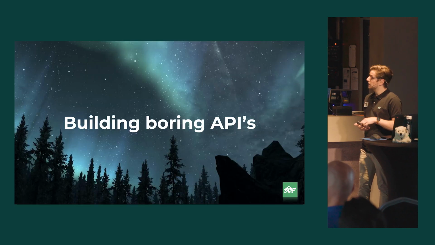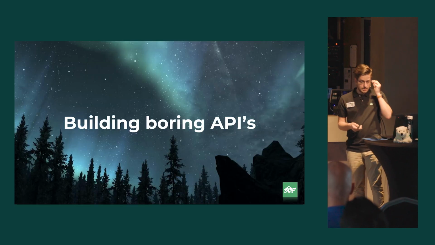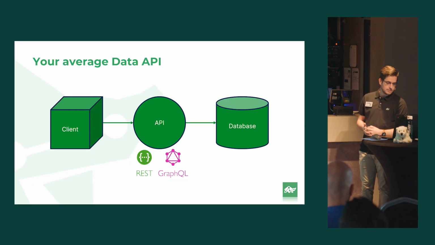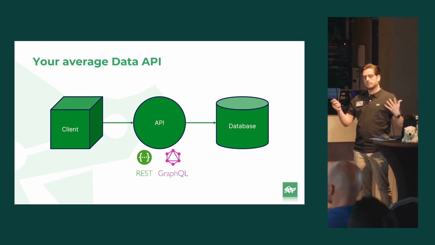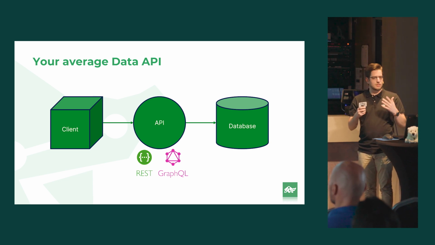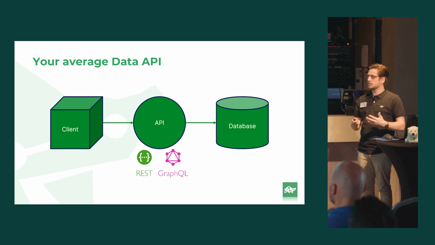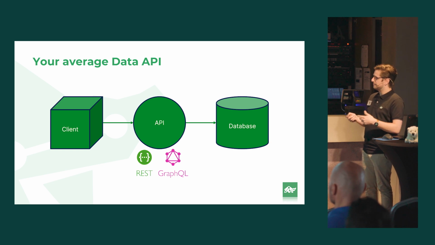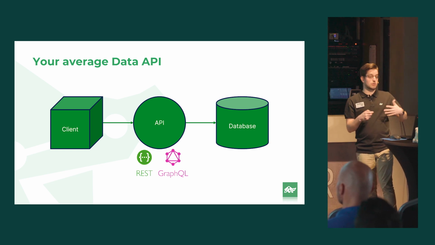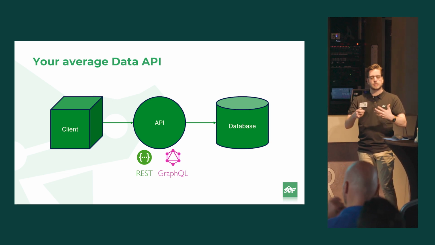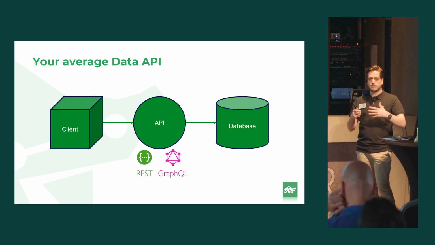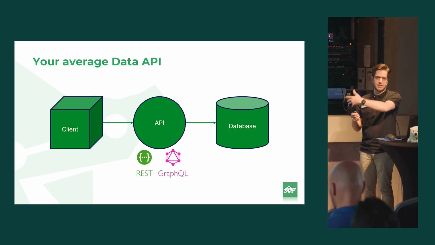Okay, so building boring APIs. What do I mean? I see a boring API as just your average data API. You might have a very simple, but maybe also a complex client that does a lot of stuff, but all it needs to do is basically talk to an API which talks to the database.